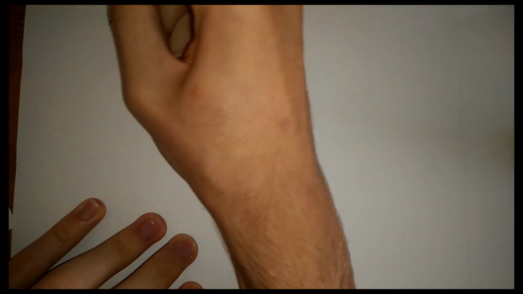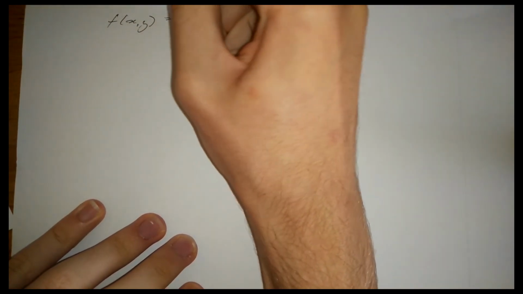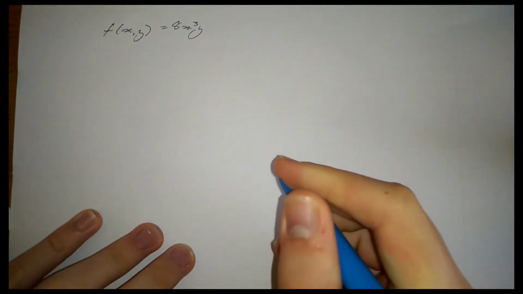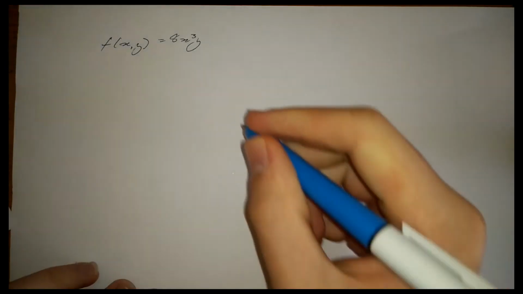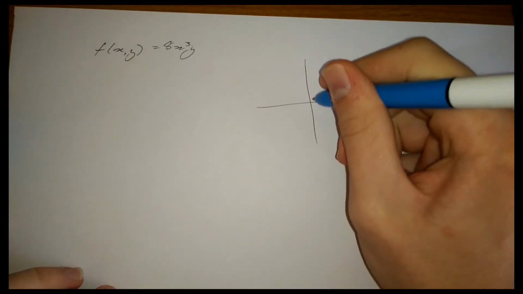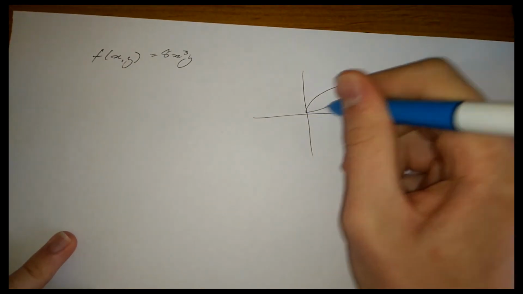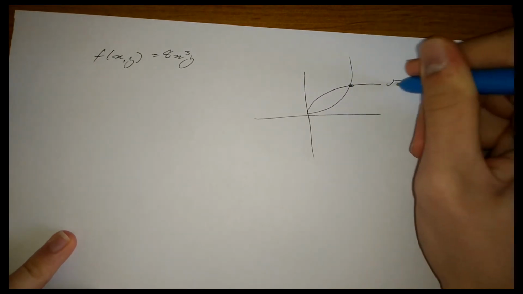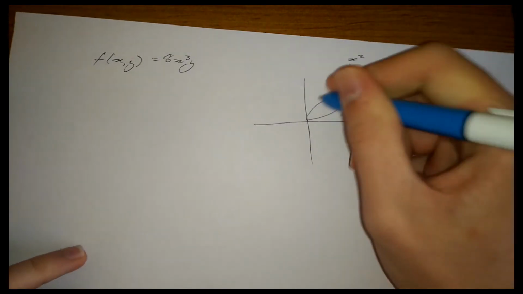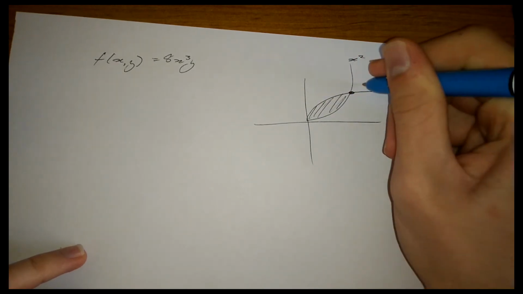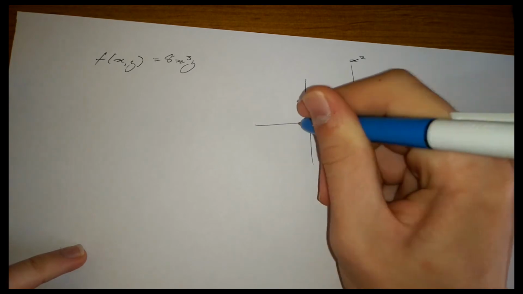Now on to question 14. Find the volume between the surface, this, and the xy plane over the region bounded by y equals root x, so that's over here, and y equals x squared, so that's over there. So if this is root x, this is x squared, this is the region we're trying to find. These of course intersect at (1, 1), and intersect at (0, 0).